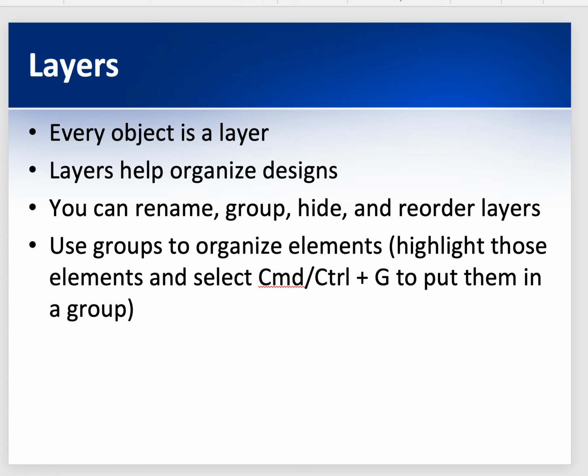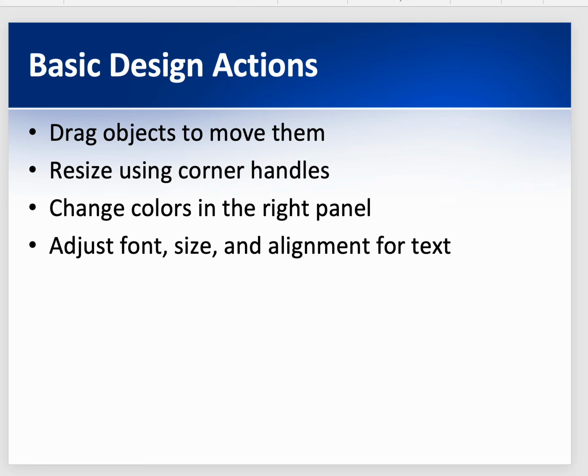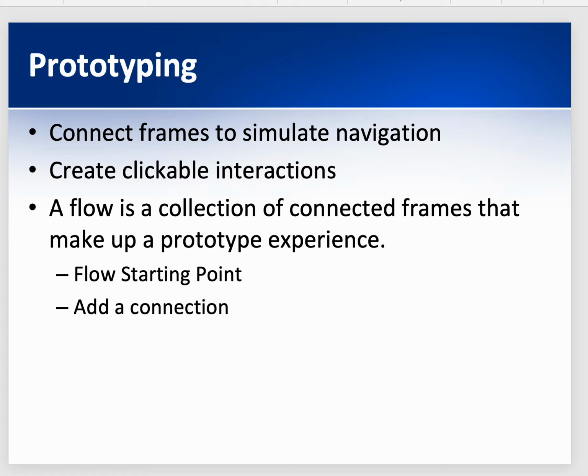Layers. Every object's a layer, and they help you with design. You can rename, group, hide, reorder layers. There's a way to put things into a group, and so that's an option as well. Shapes, lots of different shapes. We mentioned shapes here. They are rectangles, lines, arrows. So you can drag objects, you can move them, you can resize them, you can change the colors in the right panel, you can adjust the font size and alignment, and there's lots of options.